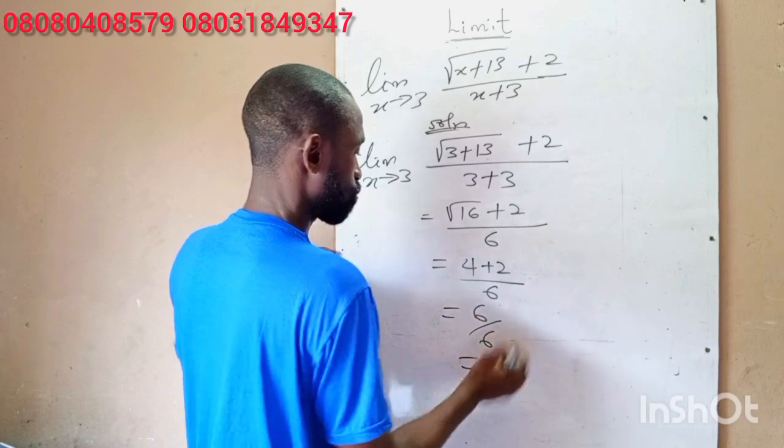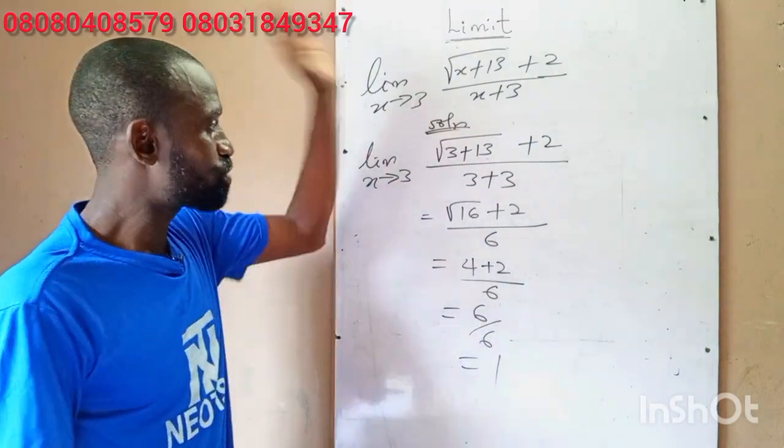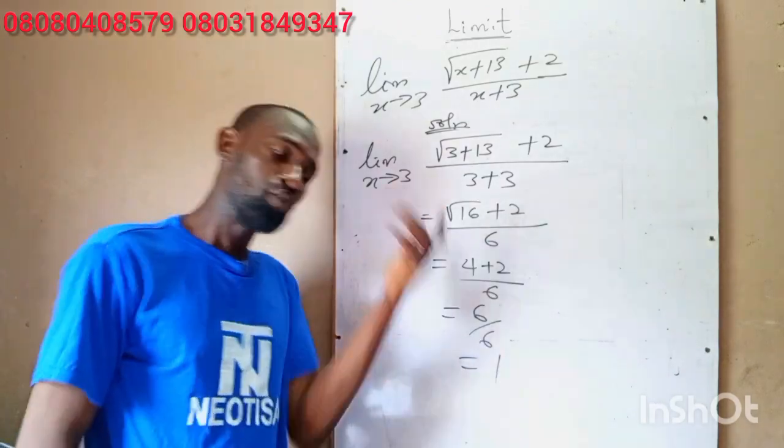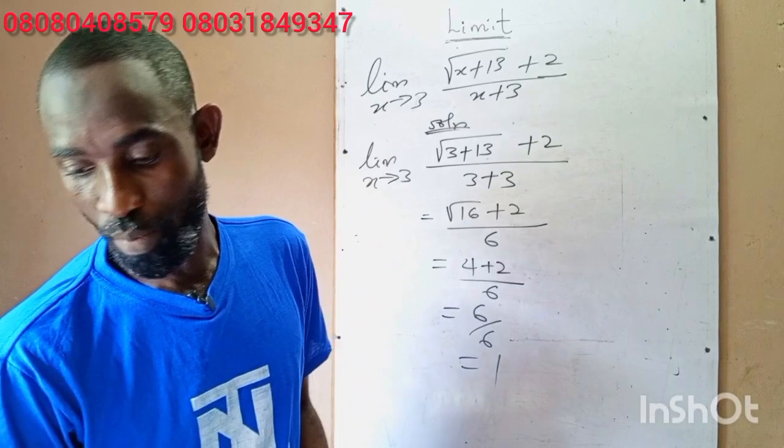6 over 6, and the answer equals 1. Direct substitution is very sweet. Just substitute directly, then you get your answer. But if it fails, then use another method.